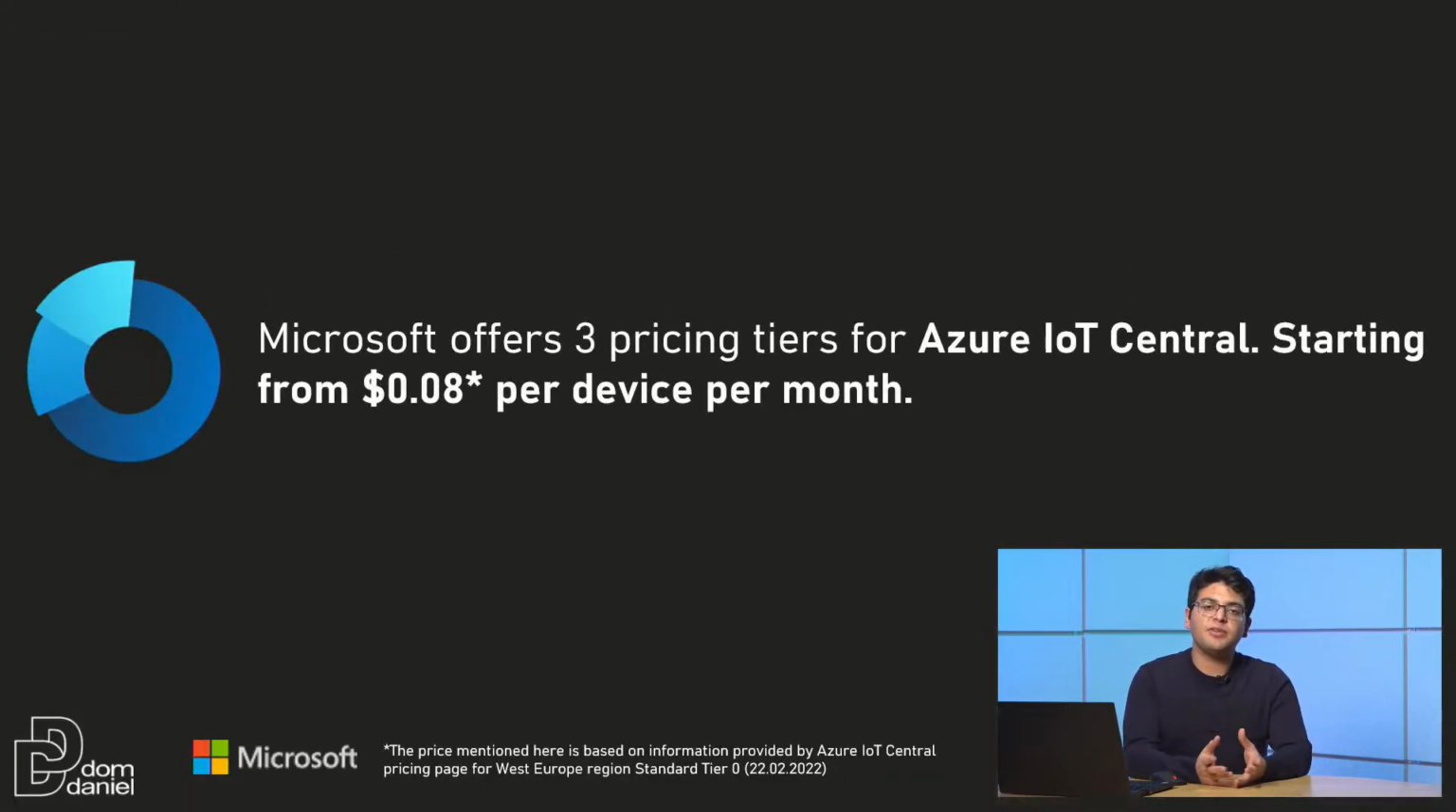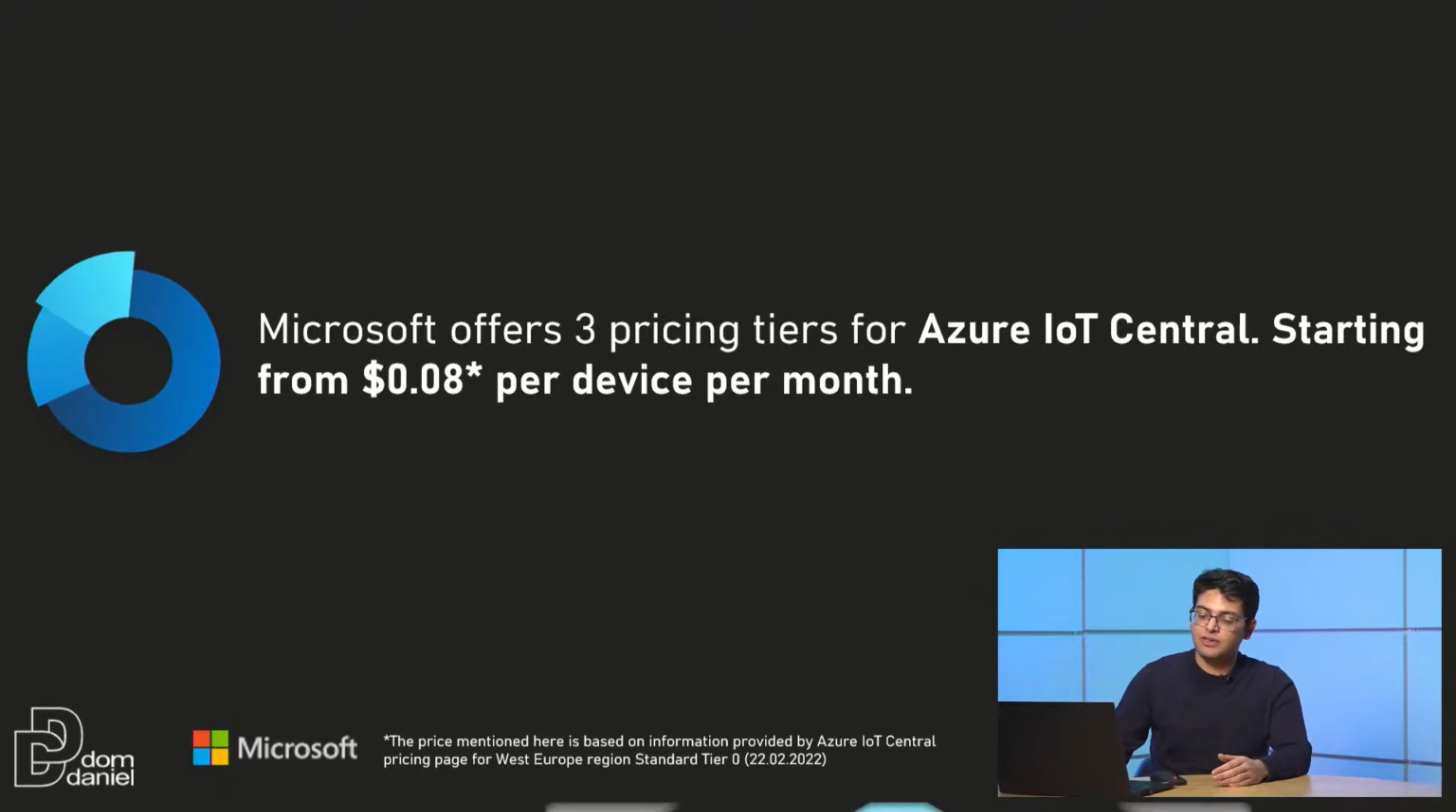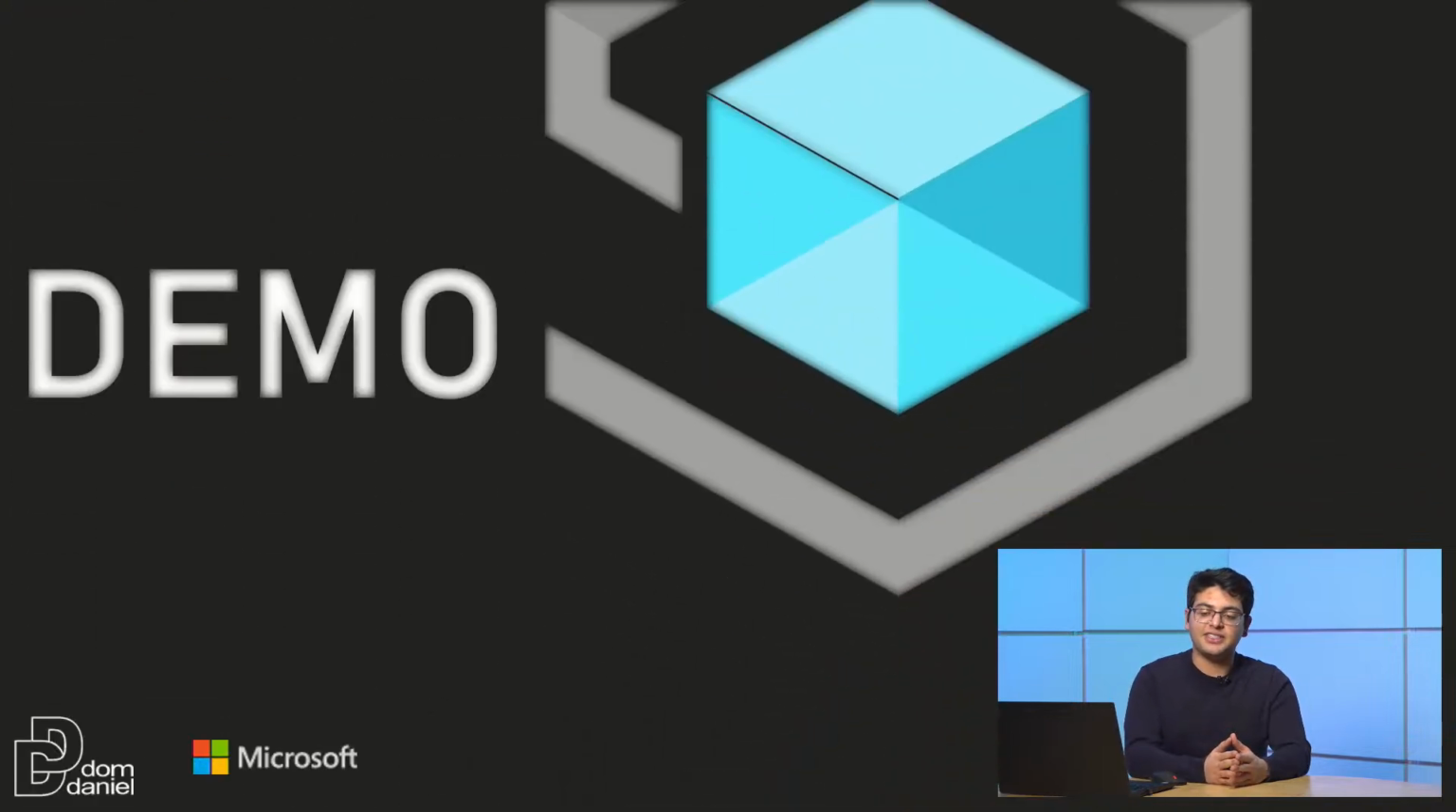So for the pricing, before we move to our demonstration, I would like to say that Microsoft has 3 pricing tiers for Azure IoT Central, and it starts from just 8 cents per device per month. Even if you have 10 devices or 100 devices, it's very affordable, and you can include an IoT solution within your business with ease. So let's move to our demonstration for now.